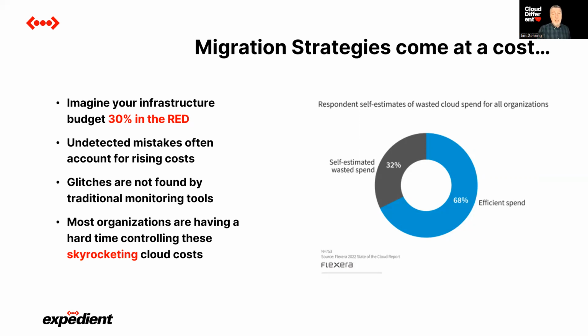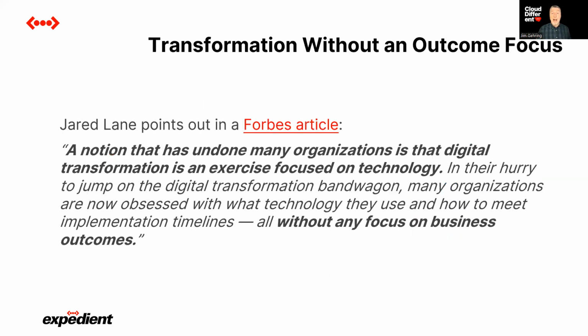So let's talk about this. Transformation without an outcome focus. In other words, not taking things and just doing things for technology's sake. You can't really transform things on technology alone. There should always be that tie to business outcomes. And that's what we're seeing. This is a great quote by Jarrett Lane. I just love the way he said it. So without any focus on business outcomes, this idea of migration is crashing into the wall.